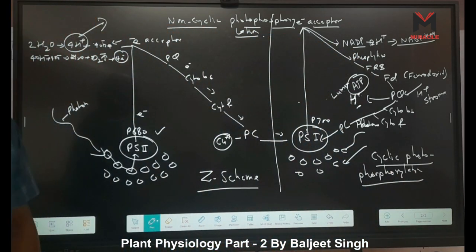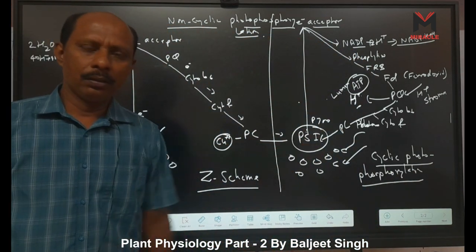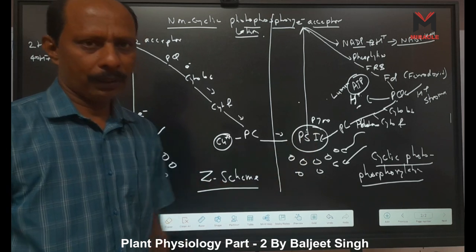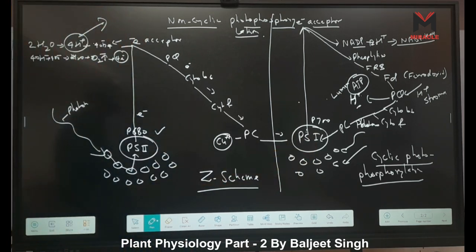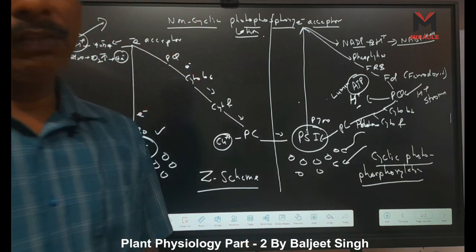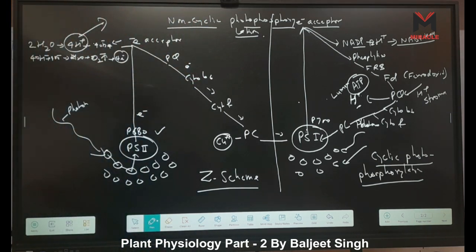And only PS1 participates in this. Non-cyclic means both PS1 and PS2 are involved in non-cyclic photophosphorylation, and cyclic photophosphorylation means only PS first is involved. So that is cyclic and non-cyclic photophosphorylation, right?